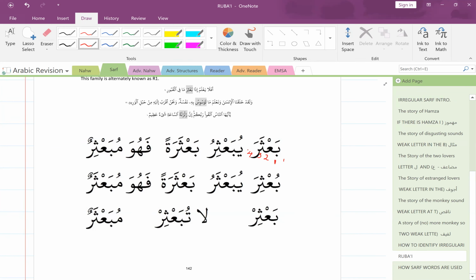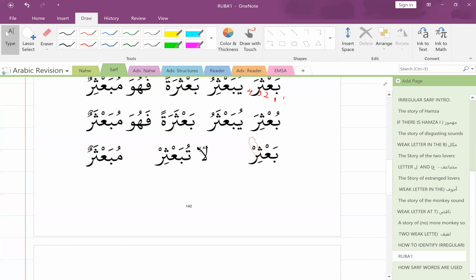And how you just know that is ba'thara, yuba'thiru, ba'tharatan, fahuwa muba'thirun, bu'thira, yuba'tharu, ba'tharatan, fahuwa muba'tharun. Again, you can see all the principles of isim fa'il apply. U'i, u'a, al-amru sukun, ba'thir, la tuba'thir, muba'tharun. Okay.